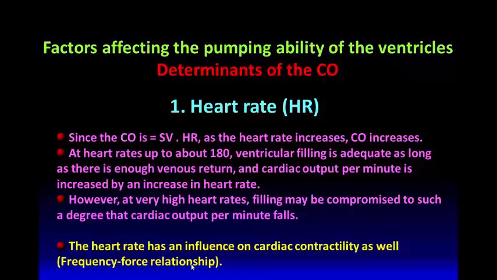So having described the influence of the heart rate on the cardiac output, let's describe how the heart rate itself is regulated.